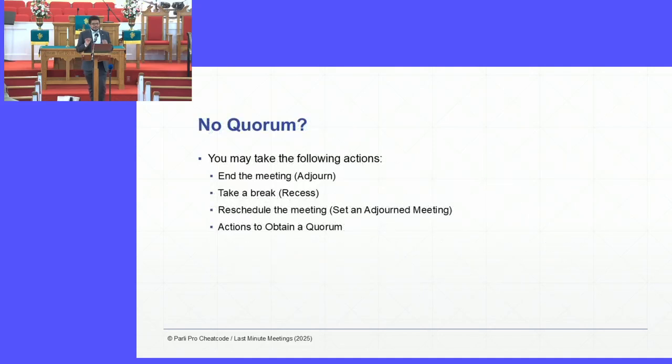And so if you don't have a quorum, the things that you can do under Robert's are either end the meeting, right? So you're going to adjourn the meeting because you need to have people for it to be valid. You can take a break, which is recessing. You can reschedule the meeting. We just talked about that. Or you can take actions to obtain a quorum, like calling people, getting them to come into your meeting. And the thing is, if members take action at a meeting where there's not a quorum, they can be held personally liable for those actions unless and until the group actually votes and ratifies what they did.